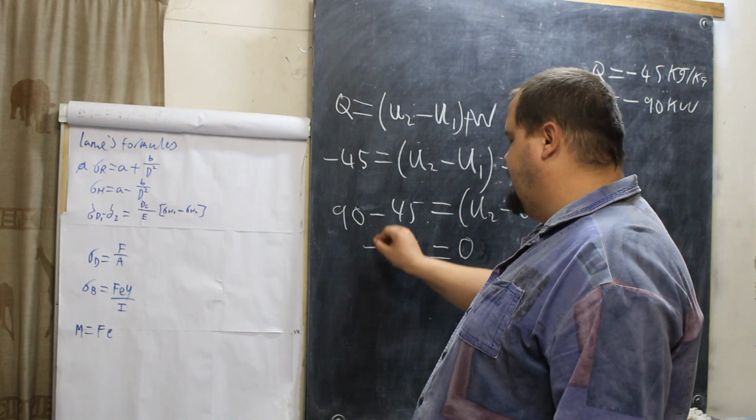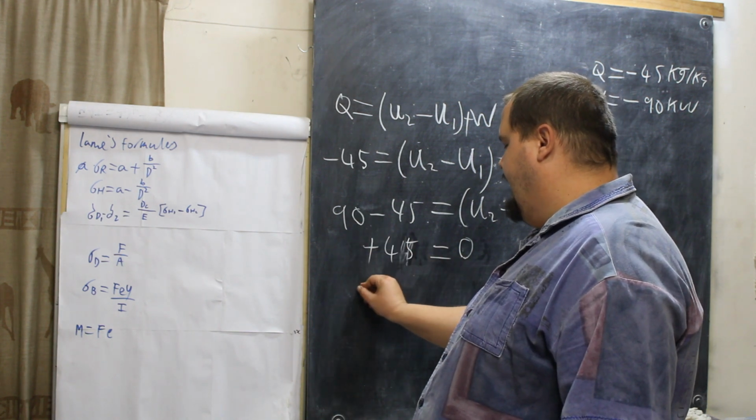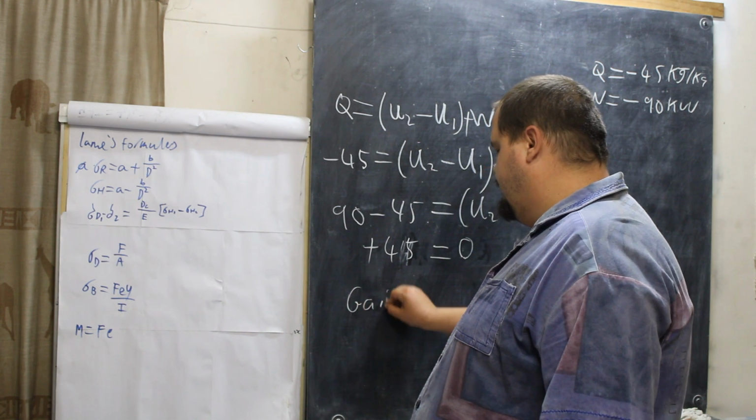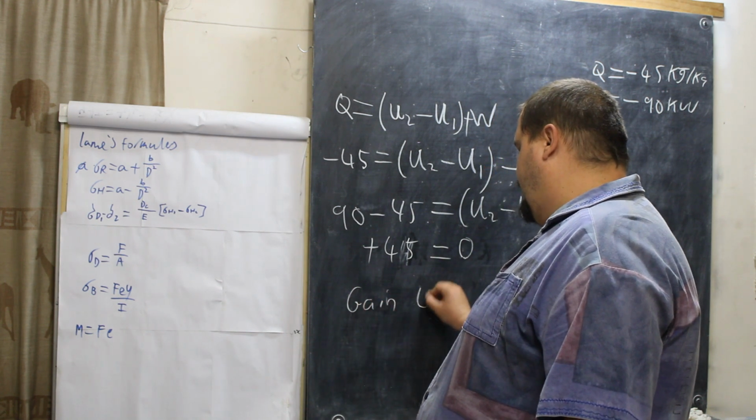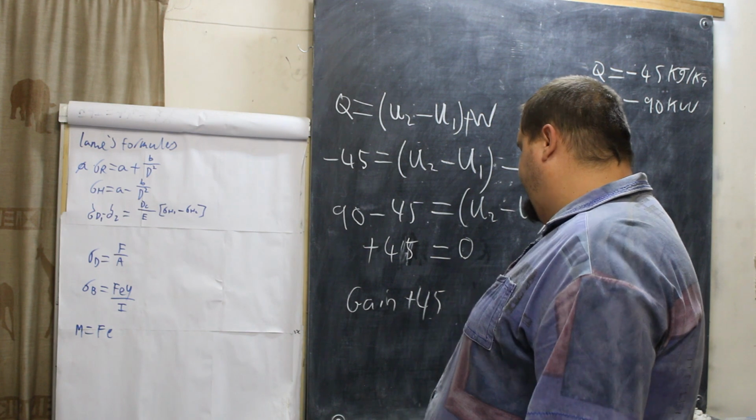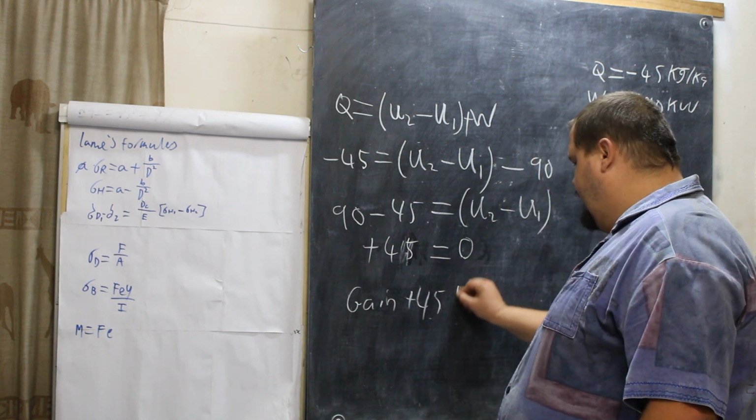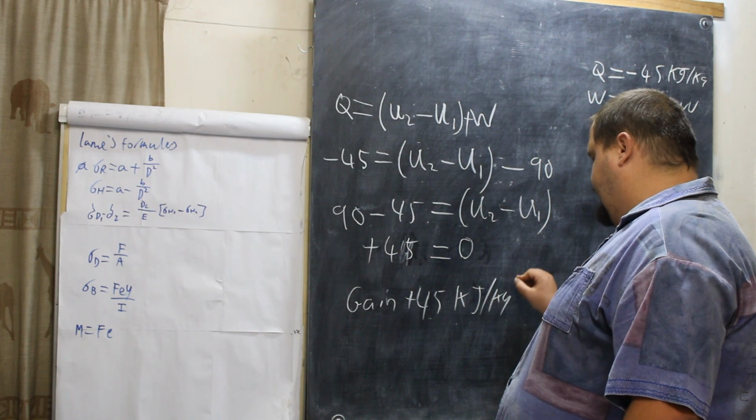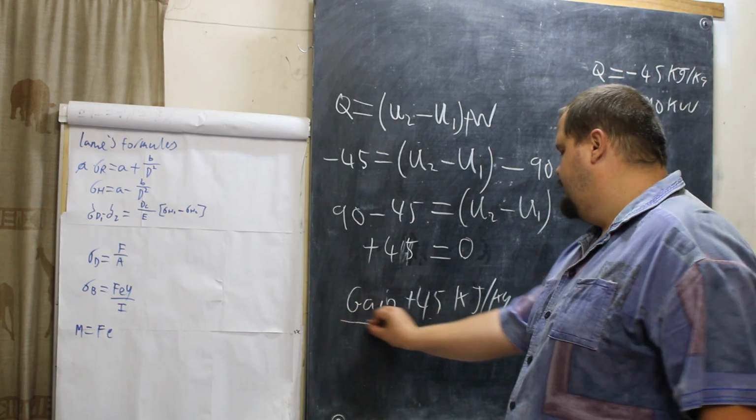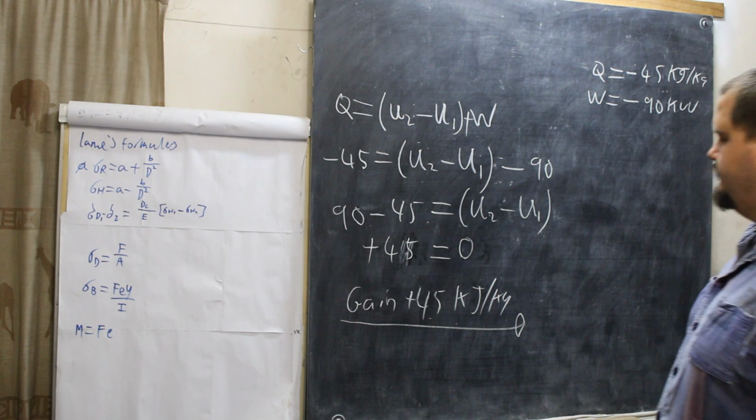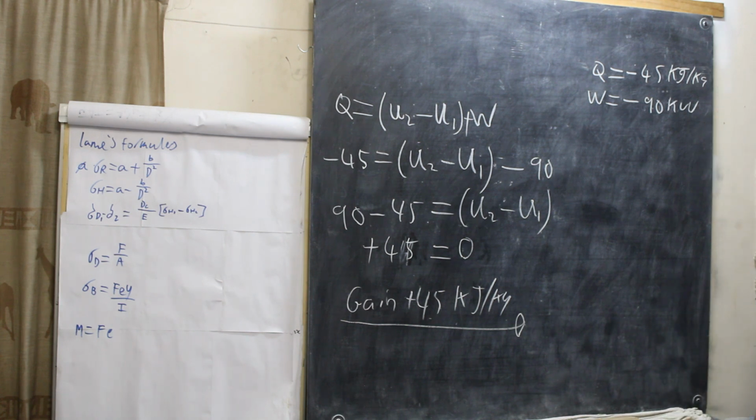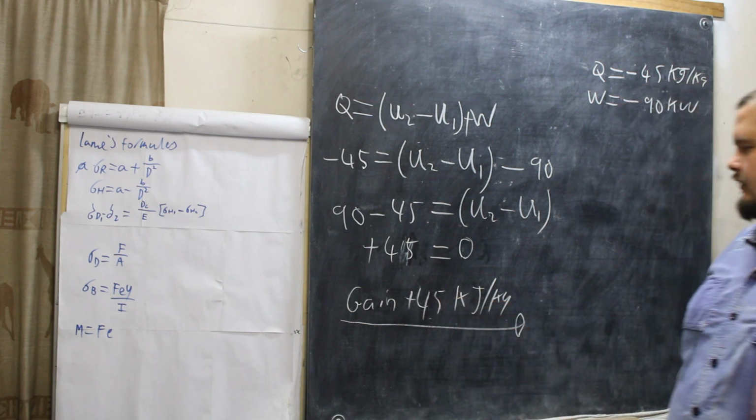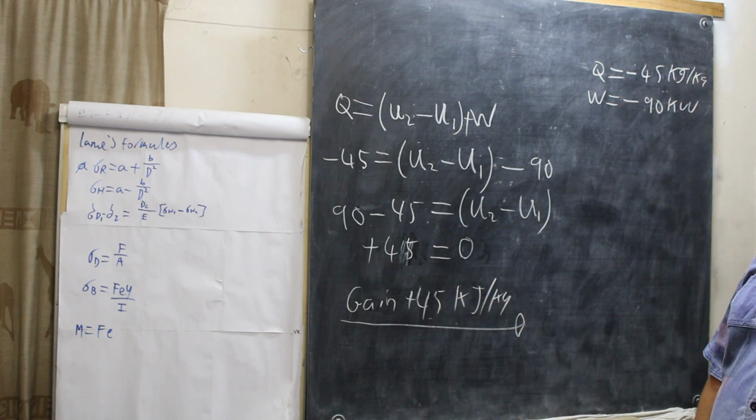And so because it's a positive 45, it is a gain of plus 45 kilojoules per kg. And that is the end of our sum. So we gained 45 kilojoules of energy.